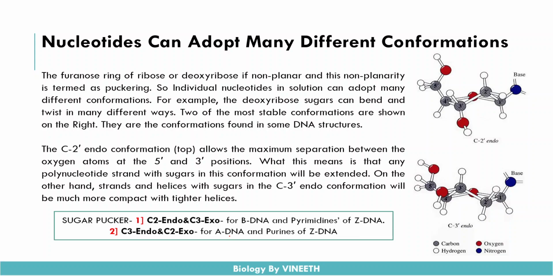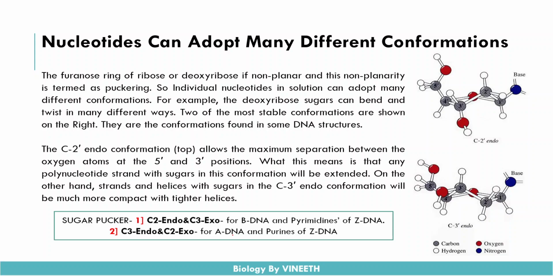But if the C2 carbon is situated outside, that is, in the endo conformation, then it will be out of the plane. It will come out of the plane and distort the structure of the ribose sugar, resulting in non-planarity. So the C2 endo conformation allows the maximum separation between the oxygen atoms at the 5' and 3' positions.